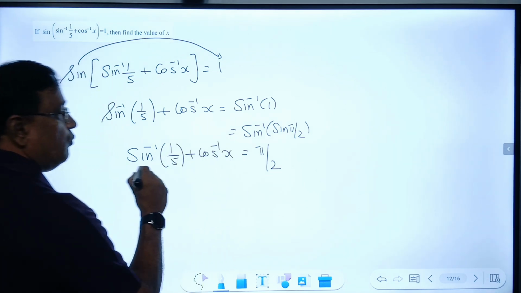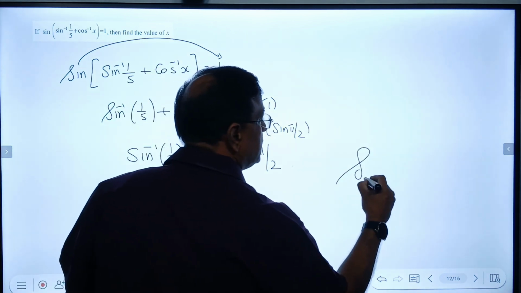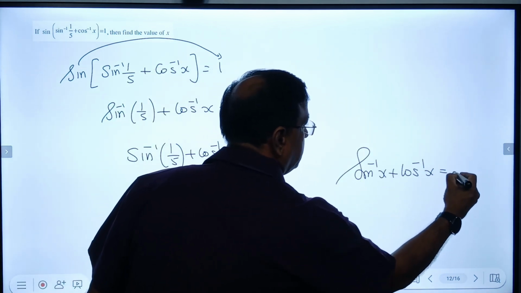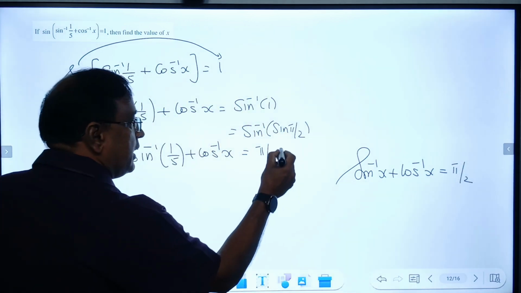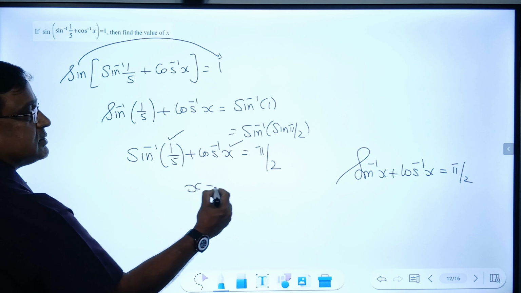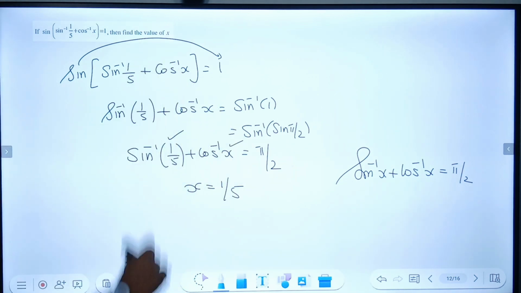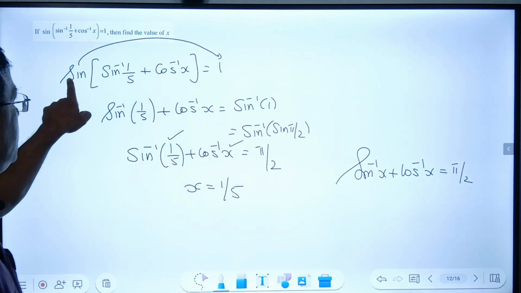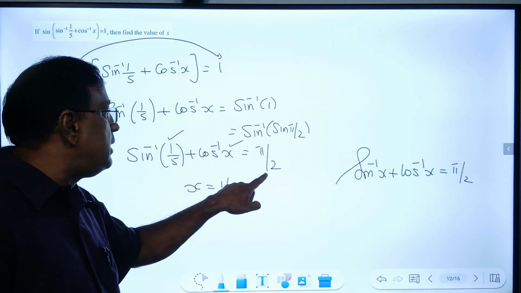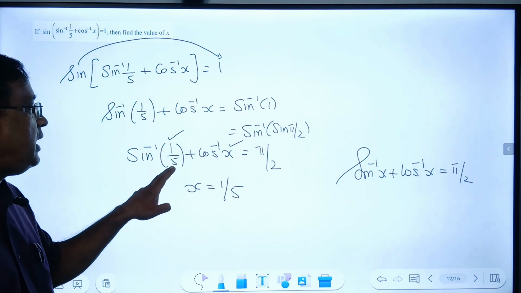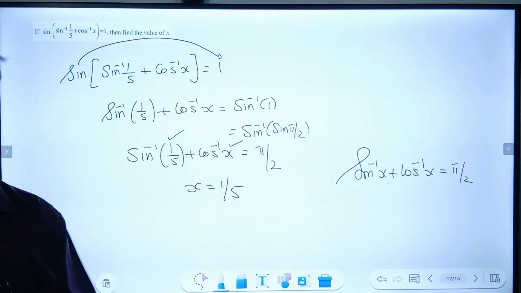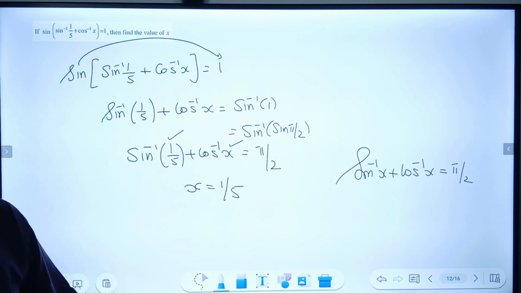Now you have a wonderful relation. You know that sine inverse of x plus cos inverse of x is pi by 2. So if you have to get this as pi by 2, these two should be same. So what is the value of x? X is 1 by 5. Very simple, isn't it? Take sine that side, you get sine inverse of 1. Sine inverse of 1 is pi by 2. So sine inverse of x plus cos inverse of x is pi by 2. So x has to be 1 by 5. That's all. In no time you get the answer.